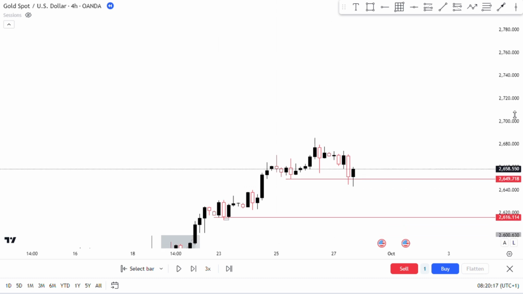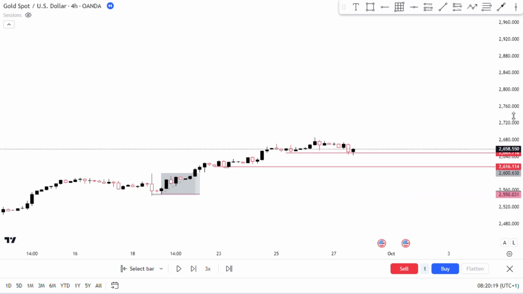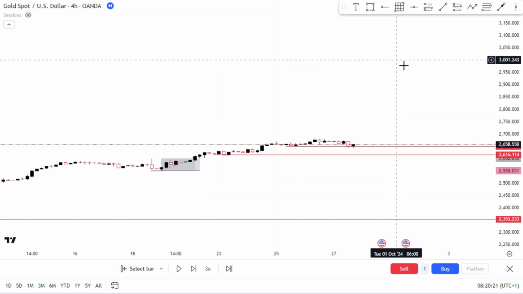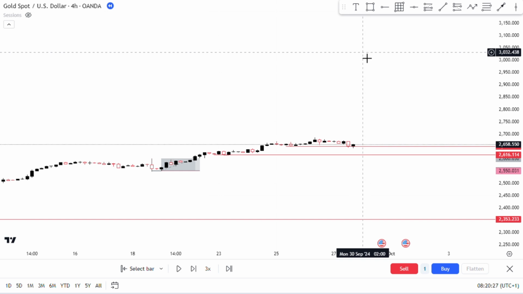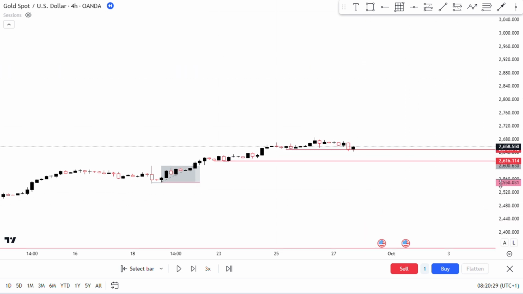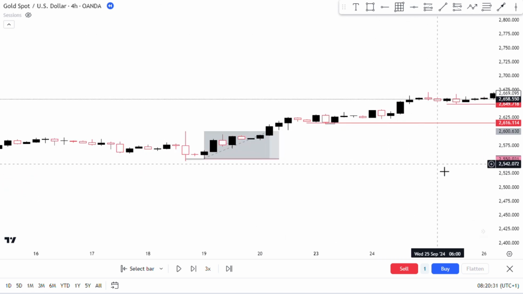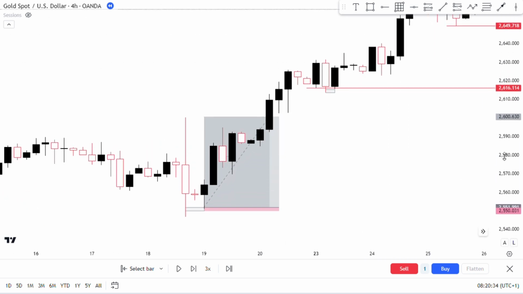Actually, we are expecting price to get to $3,000 before price starts coming all the way down, but I'm not really sure about that, but that is what they are saying. So they're expecting price to get to $3,000 before coming all the way down. So right here, this is what price has been doing.